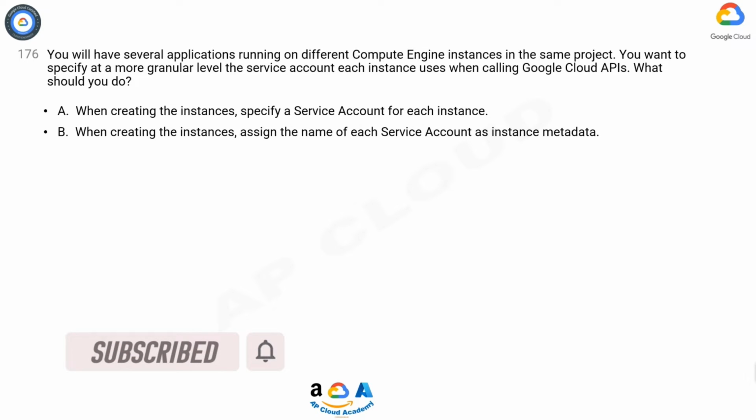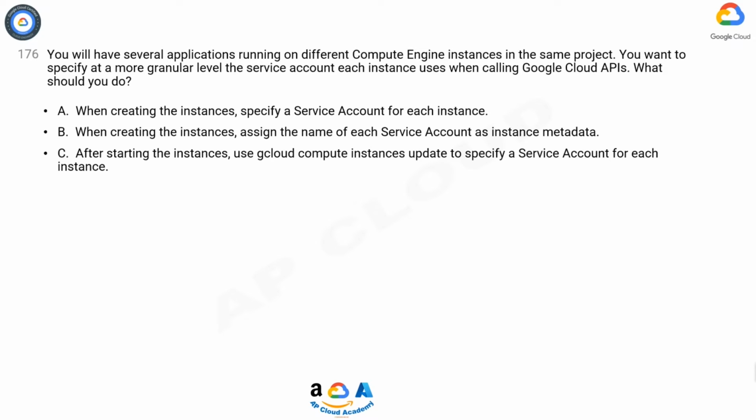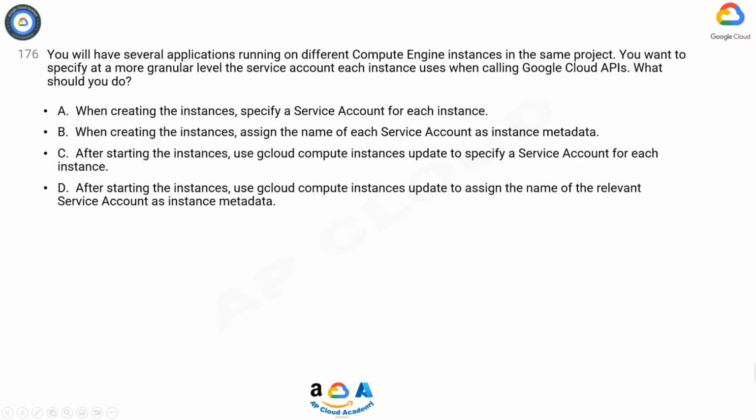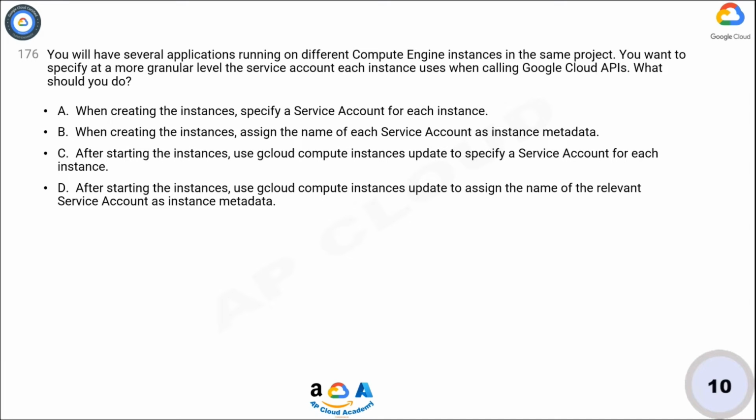B. When creating the instances, assign the name of each service account as instance metadata. C. After starting the instances, use Cloud Compute Instances Update to specify a service account for each instance. D. After starting the instances, use Cloud Compute Instances Update to assign the name of the relevant service account as instance metadata. Now take 10 seconds to think about the answer.